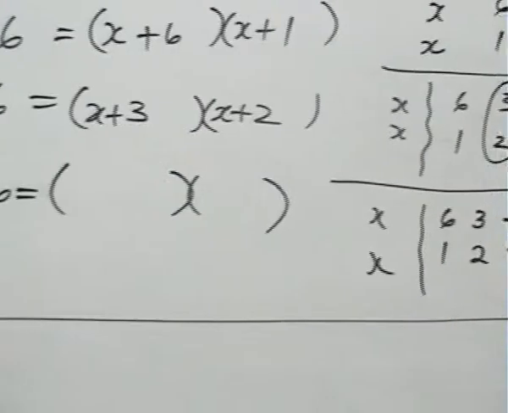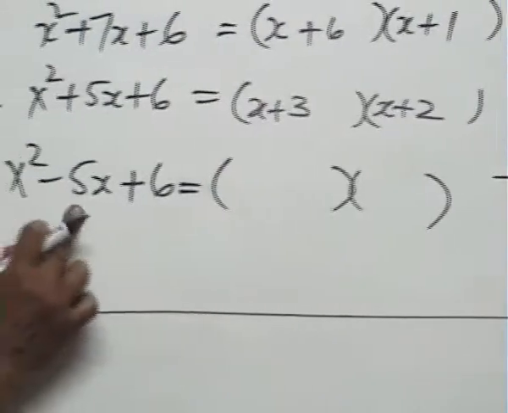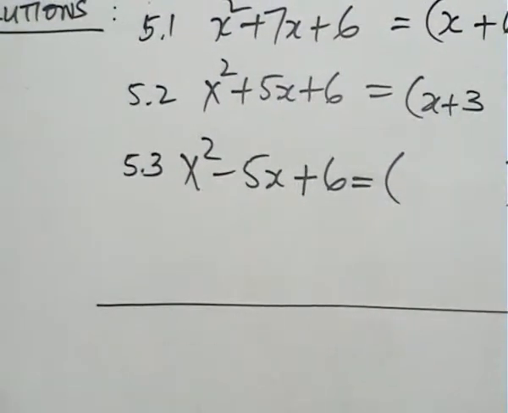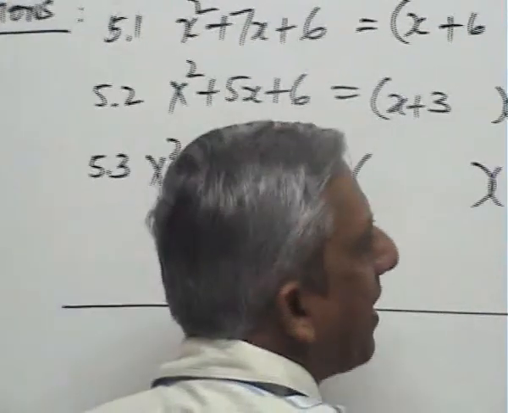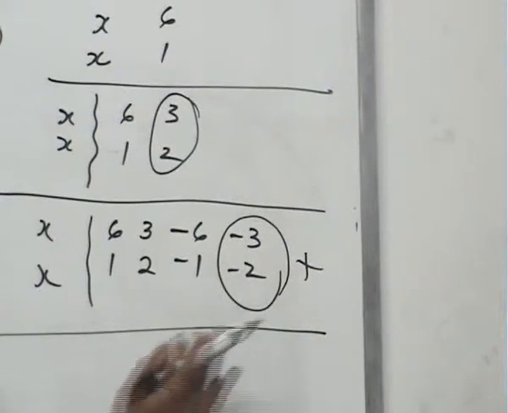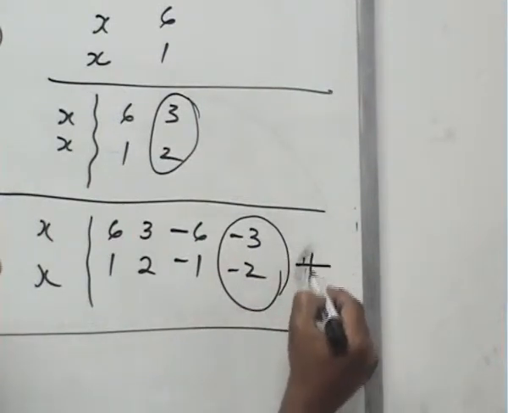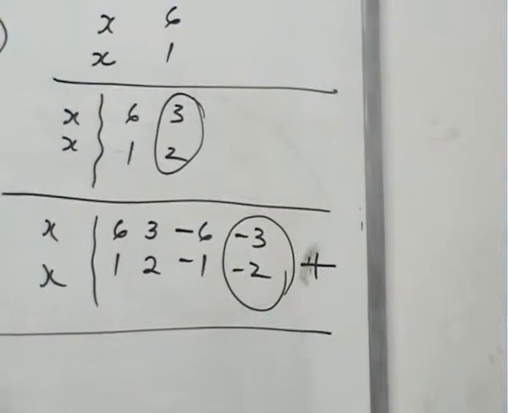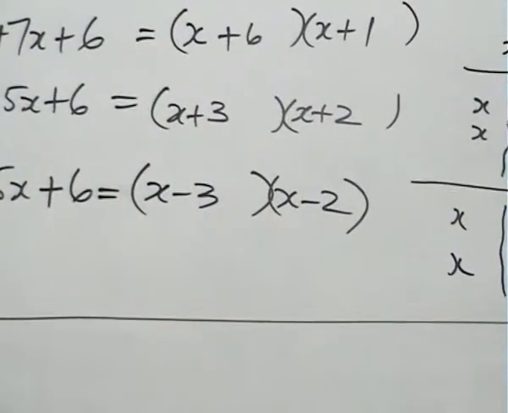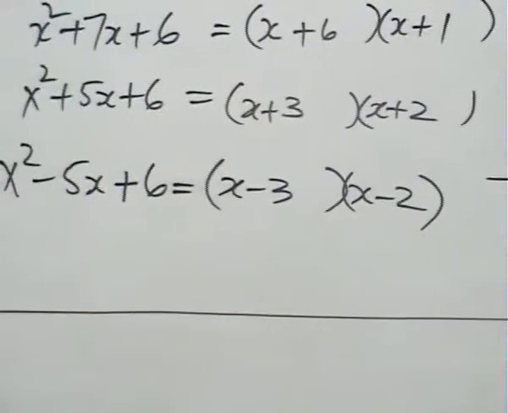So I've got many choices. But I'm looking for minus 5. So if you look carefully there, which combination is going to give you minus 5 when you add it? Well, that's the one that will give me minus 5 when I add them. So, it's x minus 3 into x minus 2. Right, 5.4.